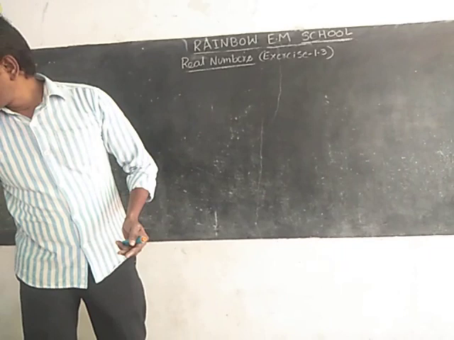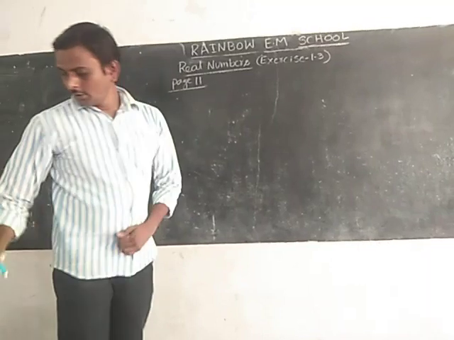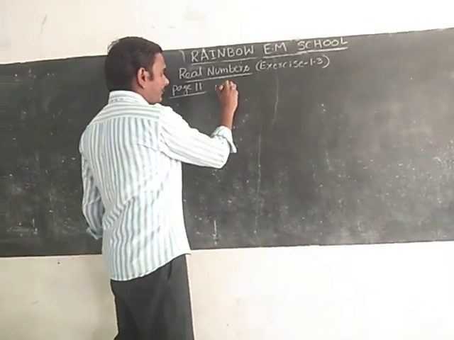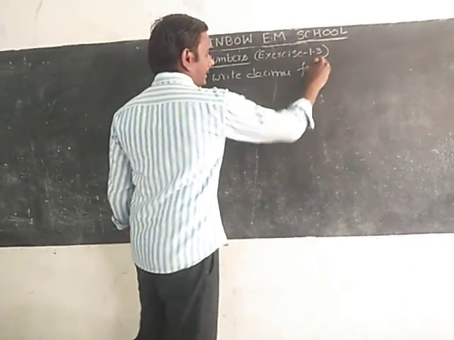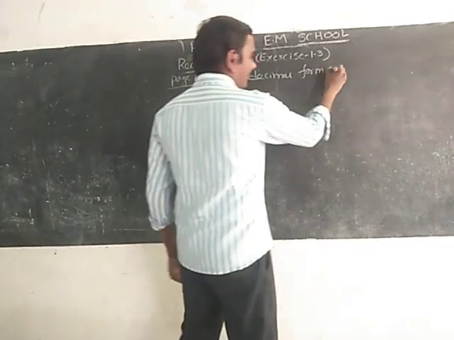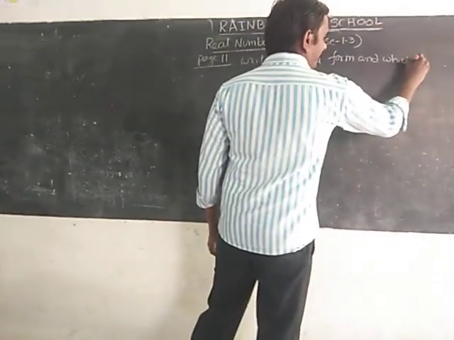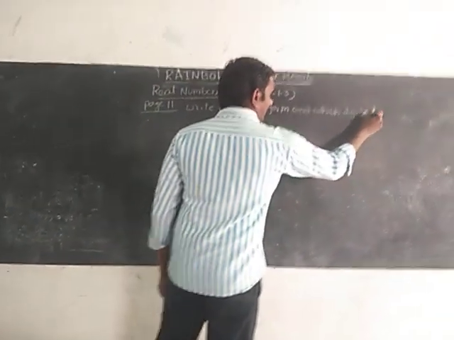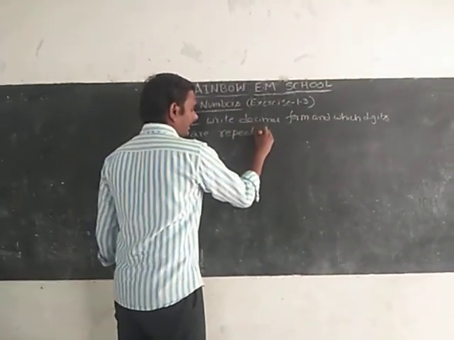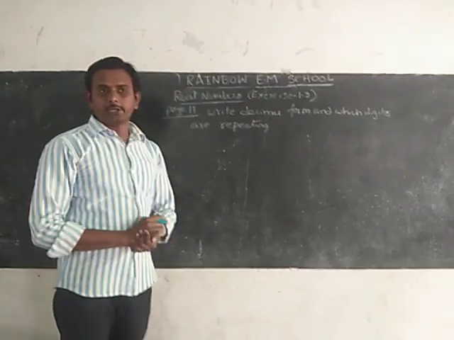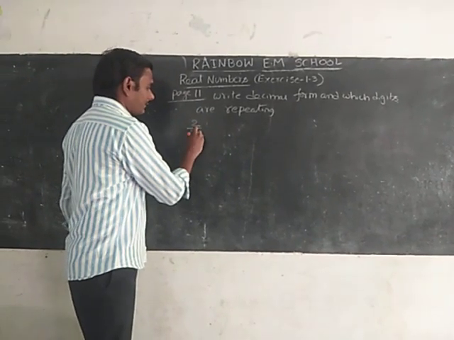Now, in page number 11 of the AP textbook we have one question: write the decimal form and say which digits are repeating. Here 2 by 7 is given.